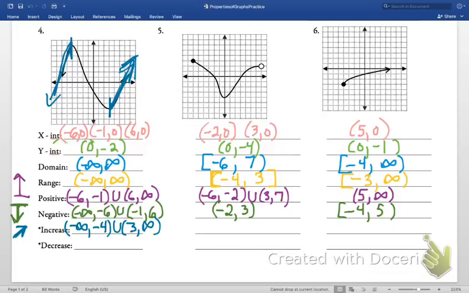Alright, let's look at number 5. Where are we climbing uphill? Doesn't matter how fast, but we're climbing uphill over here on the right-hand side. So where does that start? That's from 0 over to 7. Now number 6, where are we climbing uphill? Oh, the whole thing climbs uphill on number 6. So we're going to start at -4 and go to positive infinity.